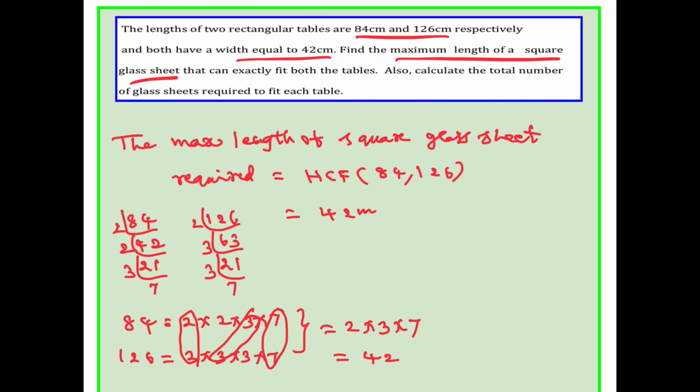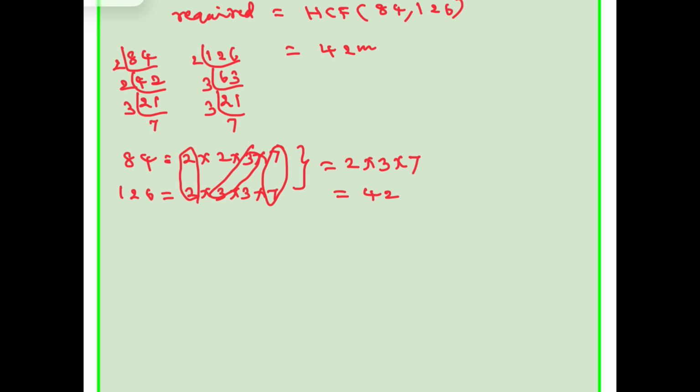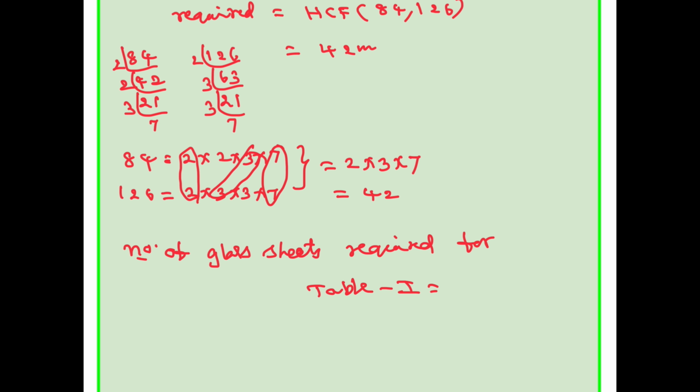And one more question is there: the total number of glass sheets required to fit each table. The number of glass sheets required for table 1 equals 84 divided by 42, 2 glass sheets. Table 2 equals 126 divided by 42, 3 glass sheets.